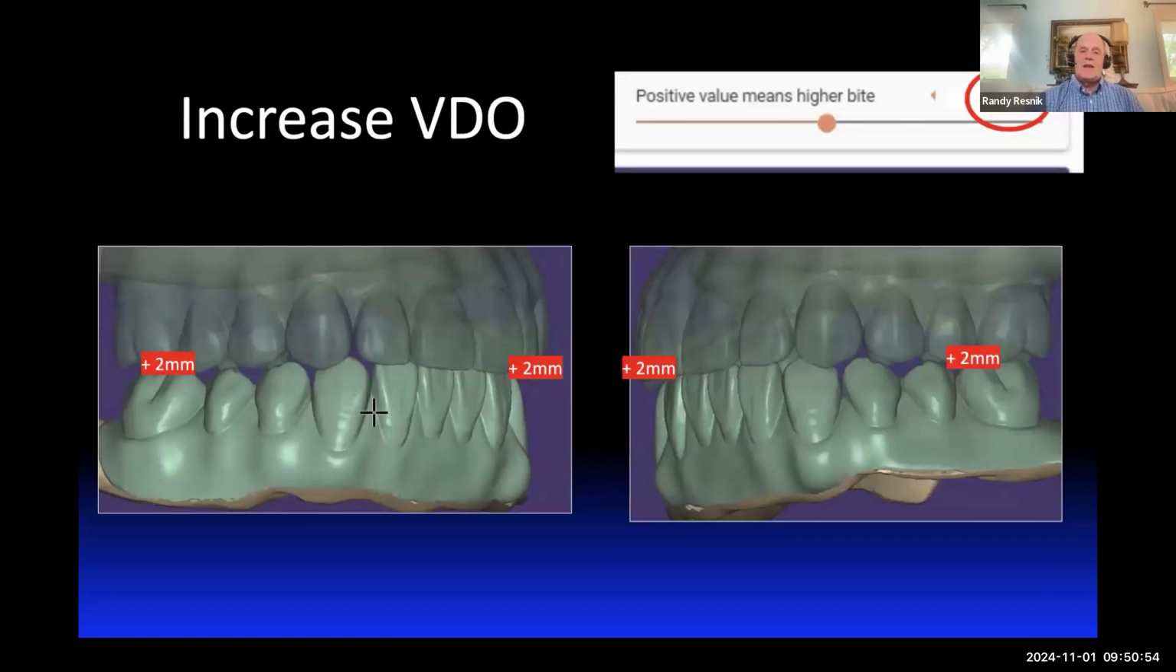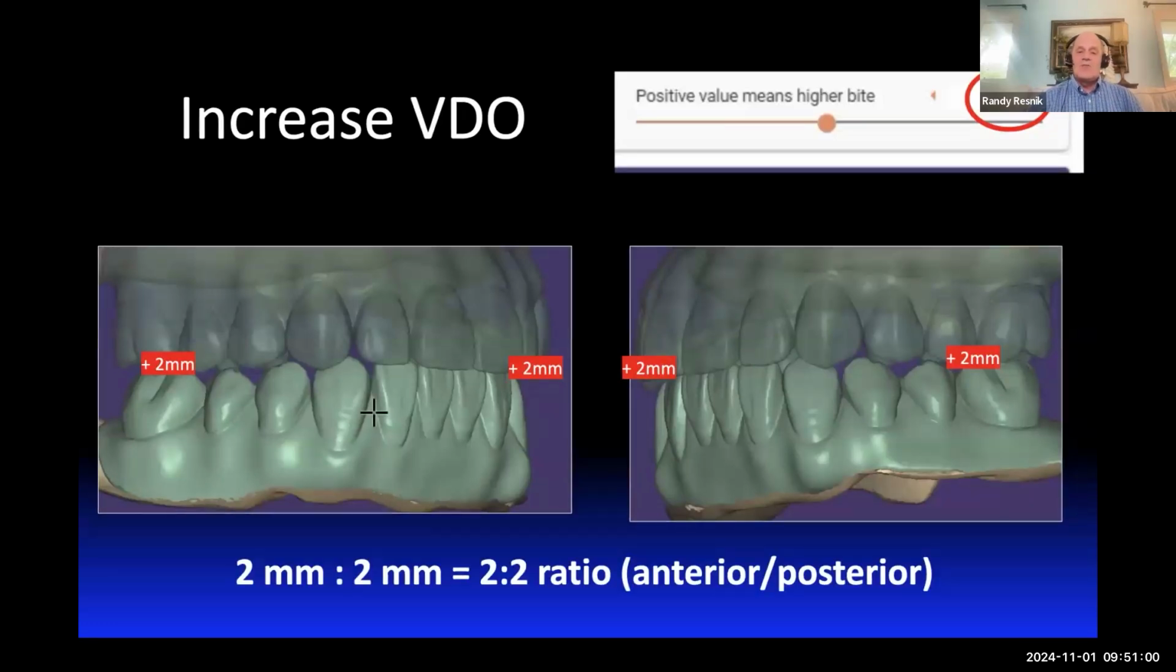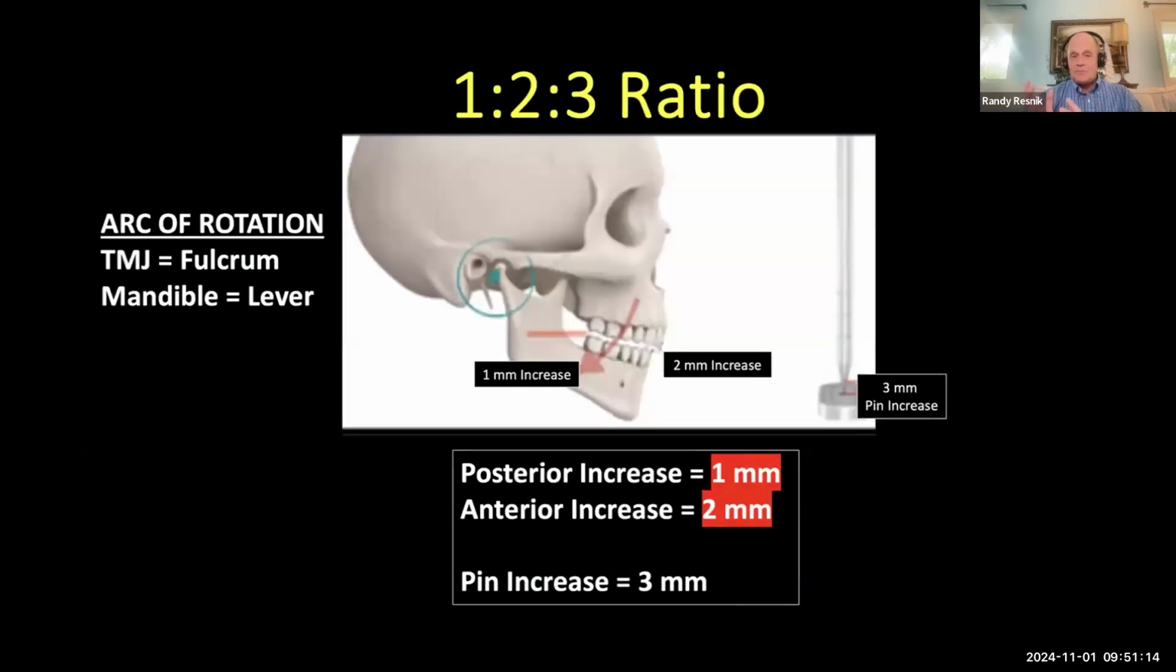So what is the problem with that? The only issue I have with these software programs is they don't use the right ratio. So yes, they'll increase the posterior 2 millimeters, they'll increase the anterior 2 millimeters, but the 2 to 2 ratio isn't the correct anterior posterior ratio. We know that the TMJ is the fulcrum, mandible is the lever, and if we increase the posterior just 1 millimeter, it's going to increase our anterior 2 millimeters. And if we have a semi-adjustable articulator, it's going to be 3 millimeters on the pin. That's called the 1-2-3 ratio. So these software programs do not take that into consideration.